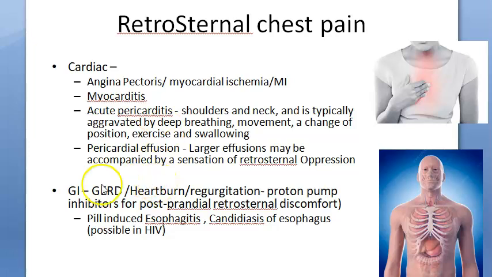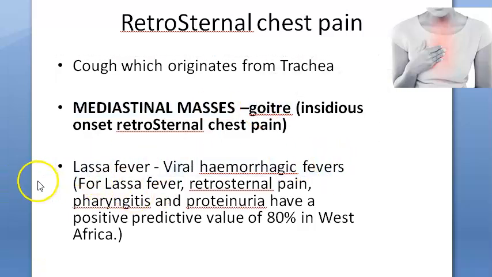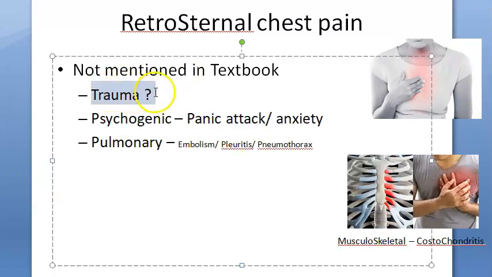So guys, we have covered everything that we found. So you have understood now: cardiac causes, GI causes, cough from the trachea, mediastinal masses, all the types of abscess and tumor, you will write here in mediastinal mass. Don't forget to mention goiter. Lassa fever can cause this. Then what is not mentioned in the textbook: trauma, psychogenic causes, panic attack and anxiety, and pulmonary causes like embolism, pleuritis, pneumothorax. Okay, thank you. Bye bye.